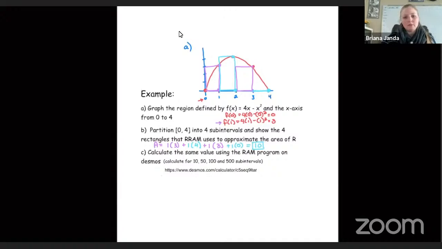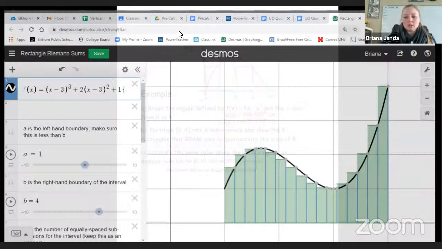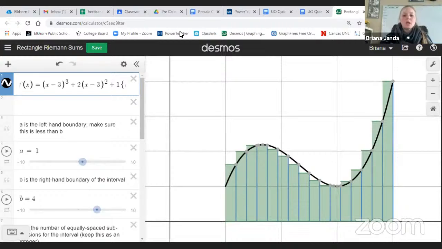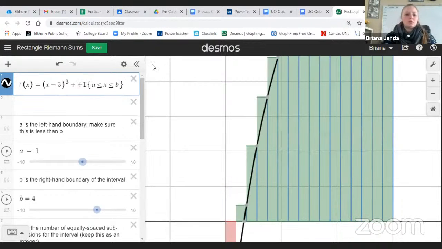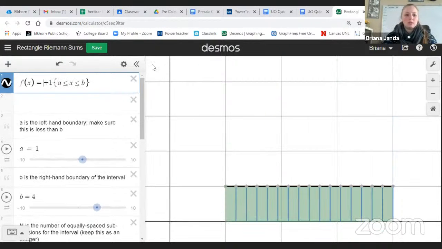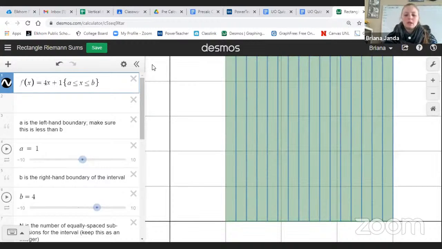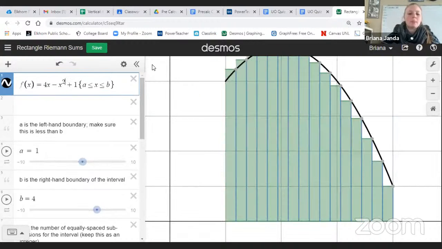So let's go ahead and flip over to my Desmos calculator here. And in this one, what it allows you to do, in this very first line that you see when you go to this Desmos RAM calculator, is type in whatever function you want. So let me show you here with the function we were doing. We did 4x minus x squared. Now, right now it looks a little bit weird, but you'll have to pay attention.